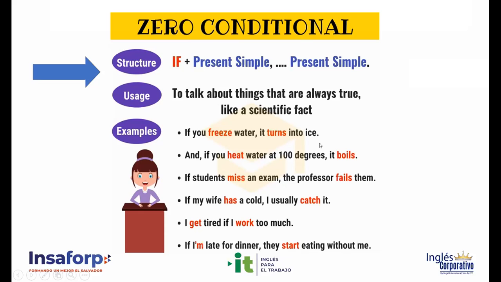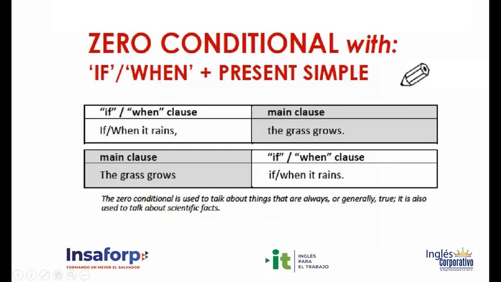More examples, please. Now, zero conditional with if or when plus present simple. Primero tenemos la if or when clause. If it rains, the grass grows. This is the result. Si llueve, la grama crece. When it rains, cuando llueve, the grass grows, la grama crece. La grama crece, the grass grows, if it rains, or when it rains. ¿Sí? Entonces, tenemos two clauses or two sentences in one. ¿Sí o cuando? Okay. More examples.